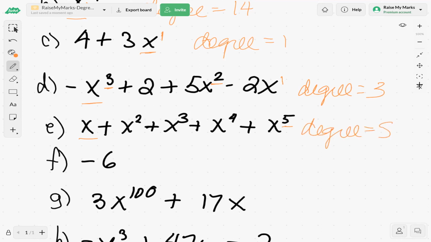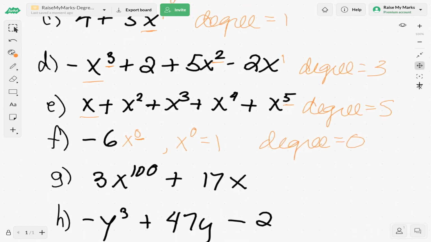All right, so F. F is kind of a tricky one. So where is our variable? It doesn't look like there's a variable. In actual fact, our variable can be x or any letter we choose, and the power that this variable is raised to is actually 0. And this is because anything raised to the power 0 is 1. So this means our degree equals 0.